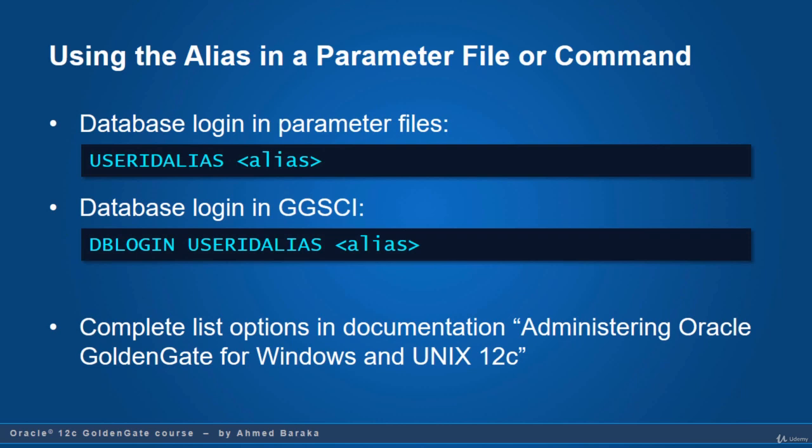If you want to use a credential saved in the credential store to log into the database in a process parameter file, use the parameter USERIDALIAS followed by the alias of that credential. If you want to log into the database in the GGSCI command prompt, use the command DBLOGIN USERIDALIAS followed by the credential alias.